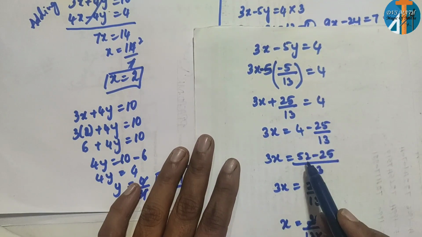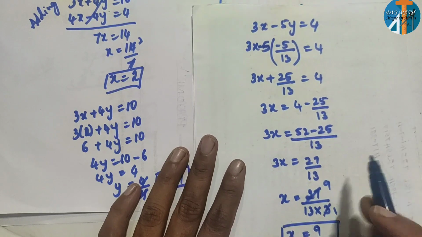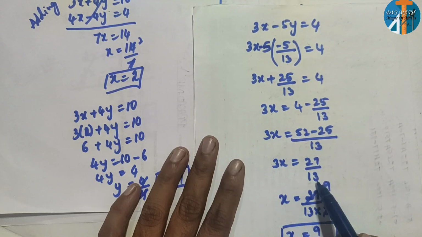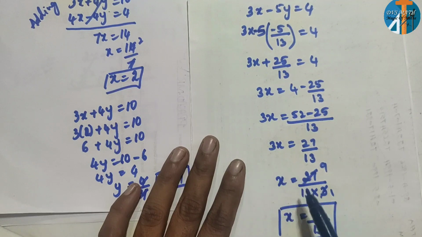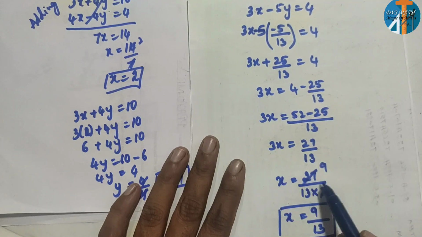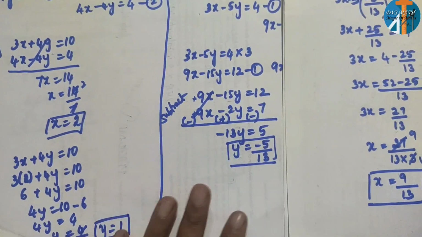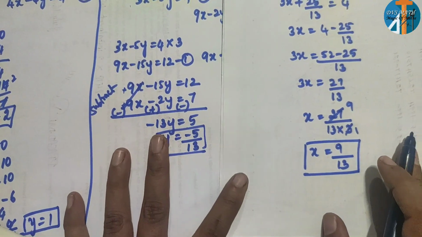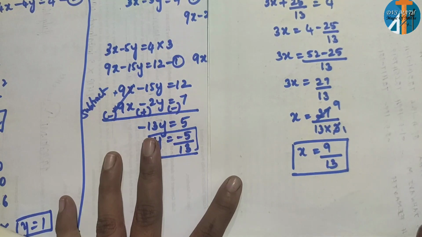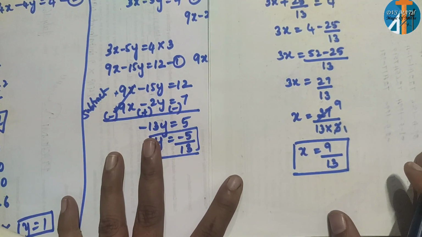Taking LCM, 13 4s are 52 minus 25 by 13. 52 minus 25, it is 27 by 13. So it is 3x. You want the value of x. So 27 into 3. 3 1s are, 3 9s are. So 9 by 13. So finally, x value is minus 5 by 13. Y value is 9 by 13. So this is about sub question 3 in question number 1.